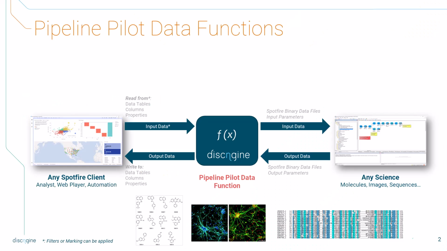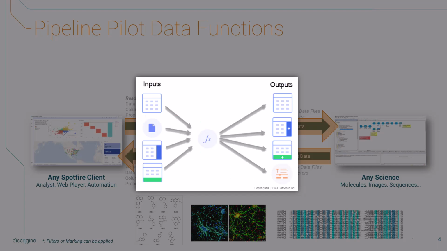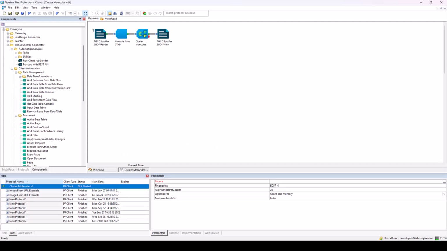Pipeline Pilot data functions can be used to transform Spotfire data tables by creating additional columns, additional rows, or new data tables. Multiple transformations can be applied with a single execution of a data function. In this example, we will create a new data table from an existing one. The Pipeline Pilot protocol we use produces clusters of similar molecules based on molecular fingerprints.